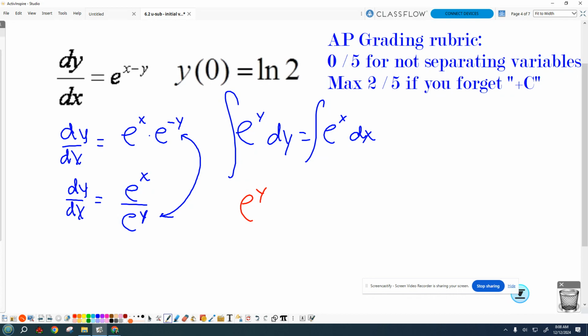The integral of e to the stuff is e to the stuff. There's nothing even like gene-woolly about it. E to the stuff is e to the stuff. Okay, plus c. And I only put it on that side.